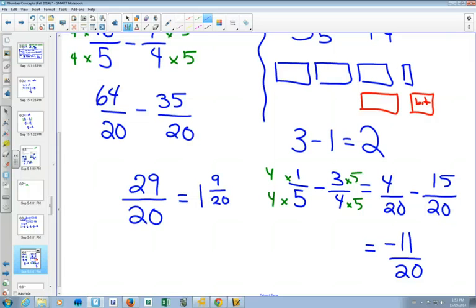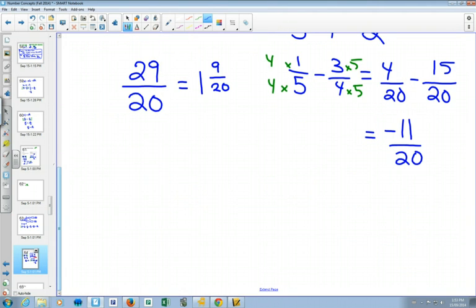When I open up a full package, how many pieces are in there to begin with? 20. So if you have minus 11, that means you opened up another chocolate bar and ate 11 of them. How many would be left? If you had a full chocolate bar of 20 pieces and you ate 11 of them, how many would be left of that chocolate bar?